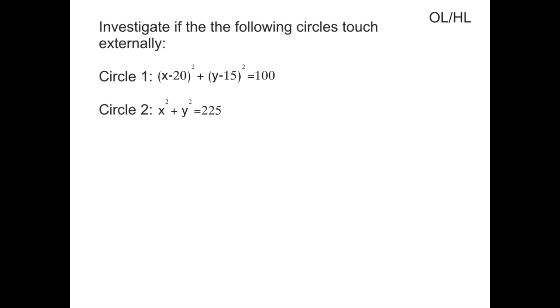Okay, so now we're going to take a look at an example where we're asked to investigate if the following circles touch externally. If they touch externally, what we're looking at is whether the distance between the two centres is equal to R1 plus R2. So the question we want to ask is, does this actually hold? Is this actually equal?